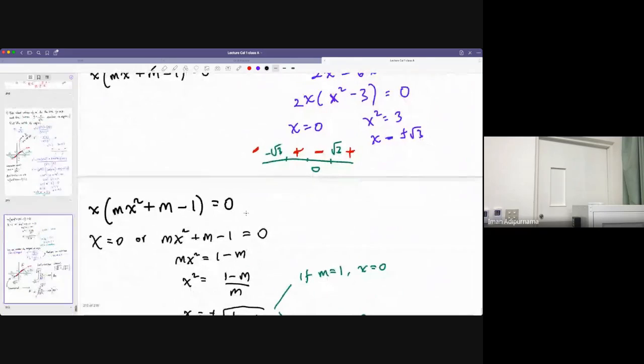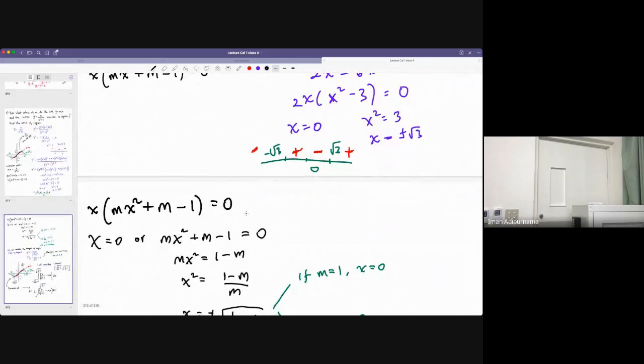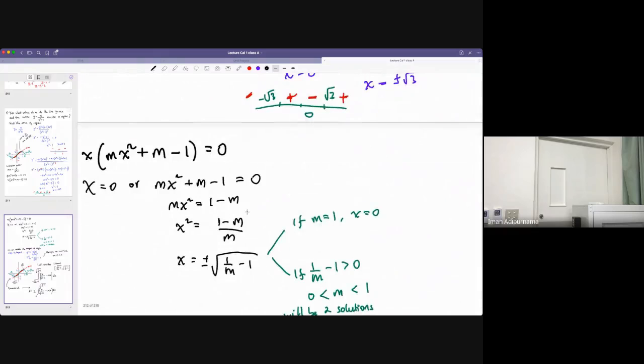Okay, so these expressions tell you that x is 0, or this whole quadratic function is 0. So you have two possibilities, right? To solve this one, let's rearrange our formula. So x squared becomes (1 minus m) over m. So we get the result plus minus the square root of 1 over m minus 1.